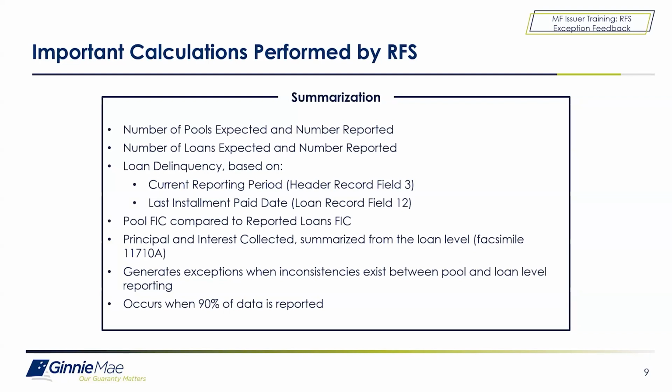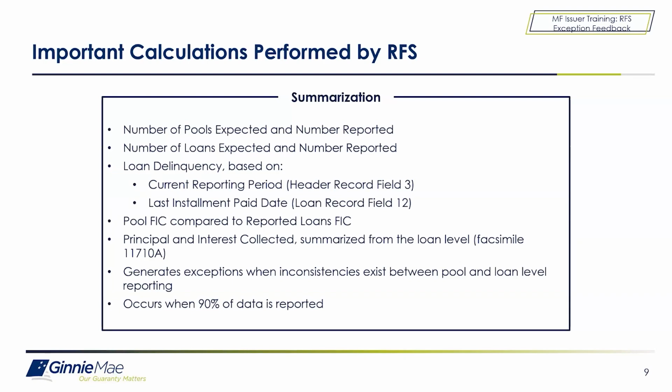Summarization performs important calculations in RFS, which include the number of pools expected and the number of pools reported by the issuer, number of loans expected, and number of loans reported by the issuer. Loan level delinquency is based on the current reporting period from field 3 of the file header record and last installment paid date from field 12 of the loan record. The pool FIC is compared to the loan level reported FIC, and the principal and interest collected, which is summarized from the loan level.